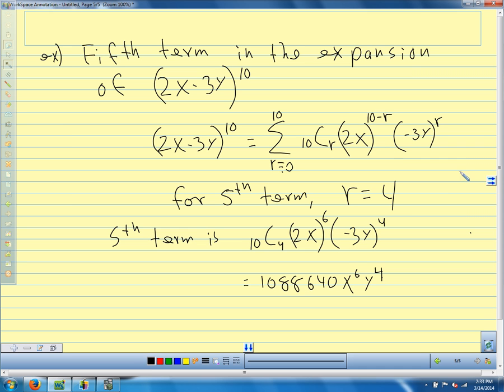So all these problems with the binomial expansion come back to using this formula and either working with one part of it or writing out the entire expansion. All right, let's talk about a shortcut for these binomial coefficients, like 10 choose 4.